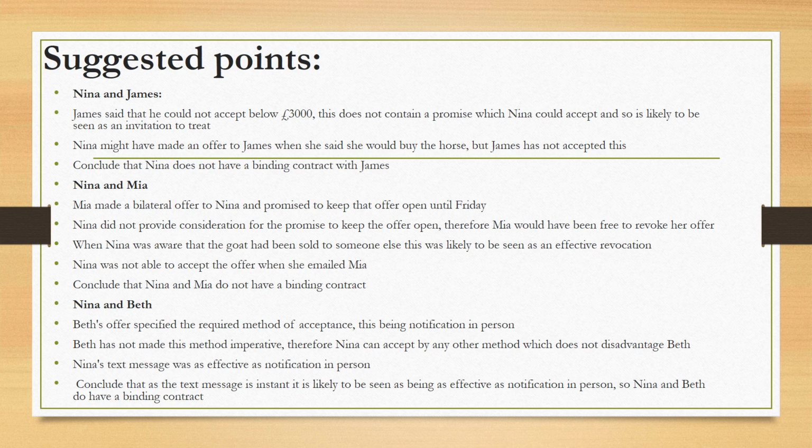And then the final one between Nina and Beth was just testing your understanding of acceptance, really, because the acceptance has been made in a different way to that which specified. So obviously there had to be notification in person for the acceptance, but Beth did not say that it absolutely had to be that way. So I think this was the more difficult one, because students received a mark if they mentioned that the fact that Nina texted instead as acceptance, that would not have disadvantaged Beth in any way, rather than going to see her in person.